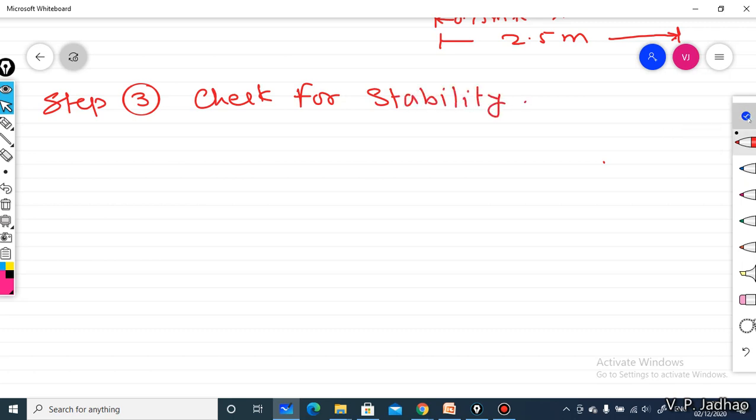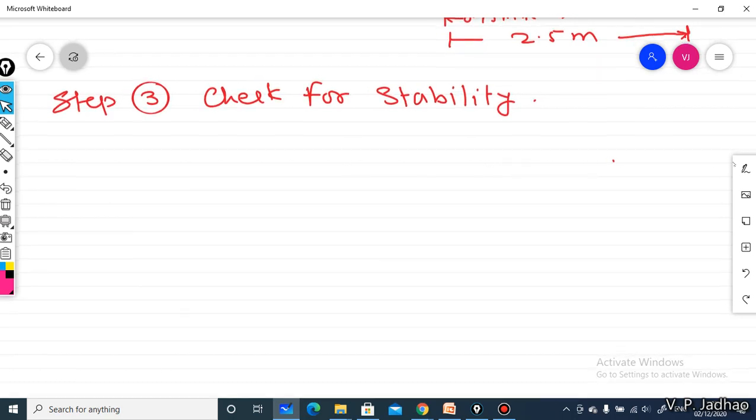Now we have two types of forces. The first force is the resisting force, and the second one is the moment which is developed due to your earth pressure, that is the overturning force. Two forces will be there: the first one is the resisting force, and the second one is your overturning force.